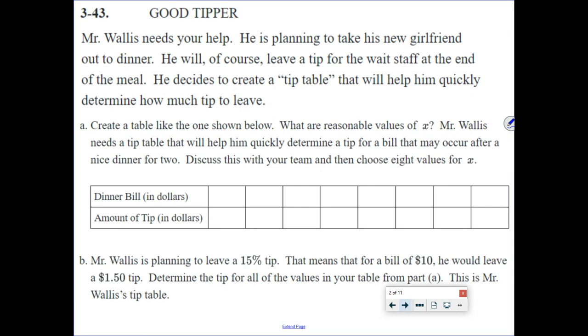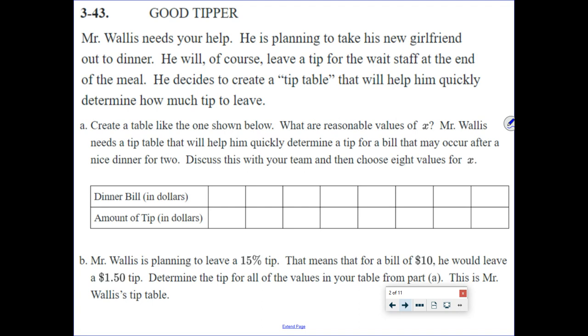Problem 343, good tipper. Tips are something you pay someone when you go out to eat. Mr. Wallace needs your help. He is planning to take his new girlfriend out to dinner. He will, of course, leave a tip for the waitstaff at the end of the meal. He decides to create a tip table, which some people do have.